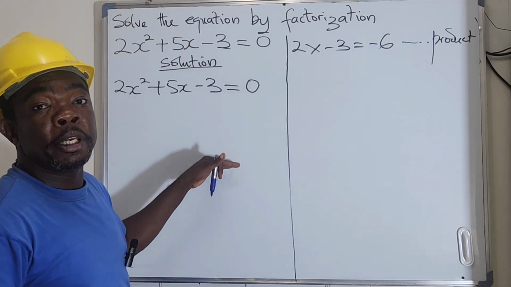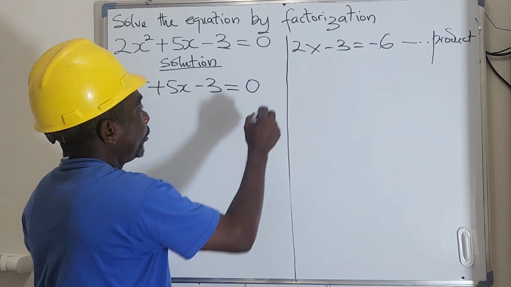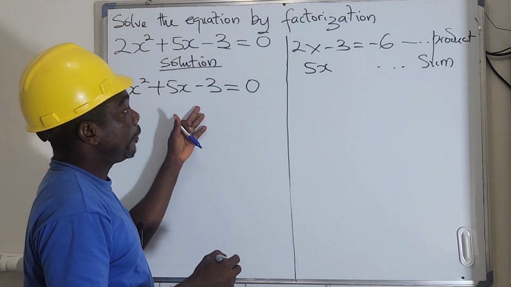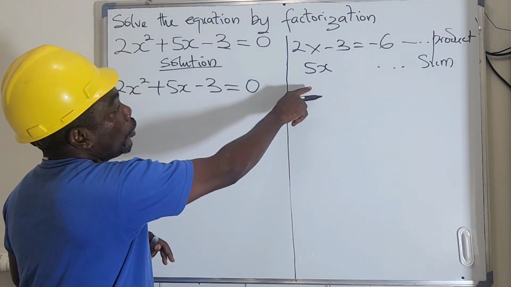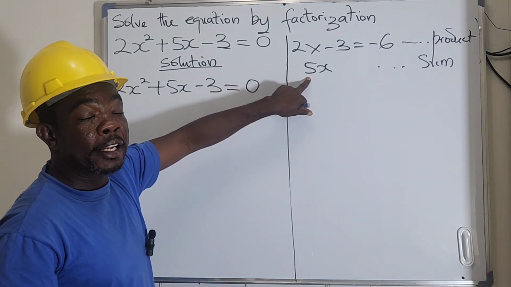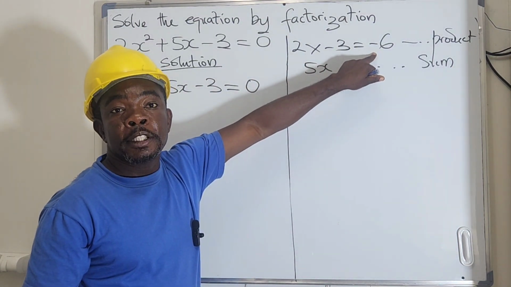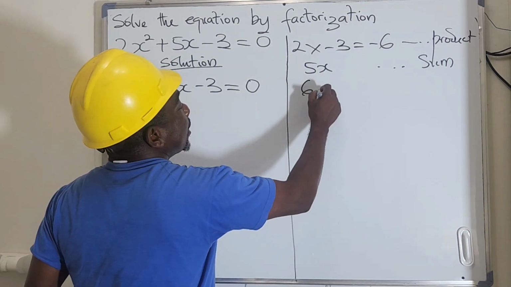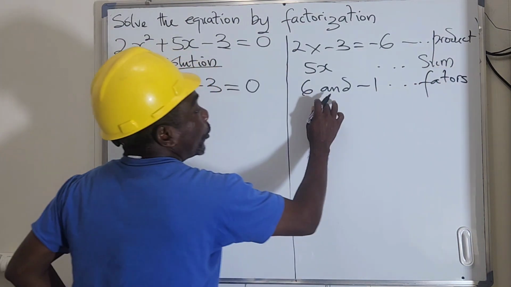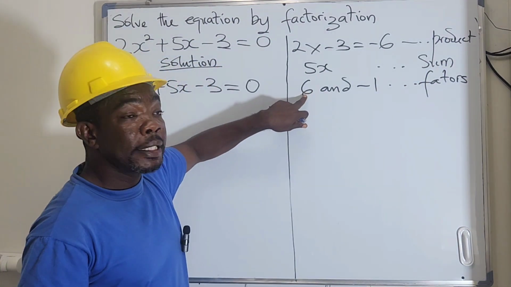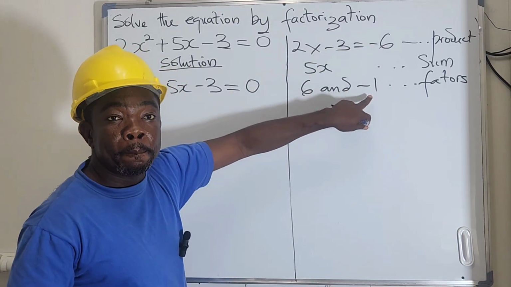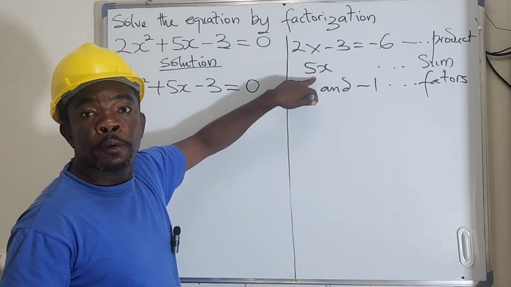Then the second one is going to be the sum. The sum is 5. 5x equals the sum. Then the next one is the factor. What are we going to do for us to have this 5x through the minus 6? So it's going to be 6 and minus 1. Those are the two factors. If you multiply 6 and minus 1, it gives you minus 6. And if you add 6 plus minus 1, it will give you 5.